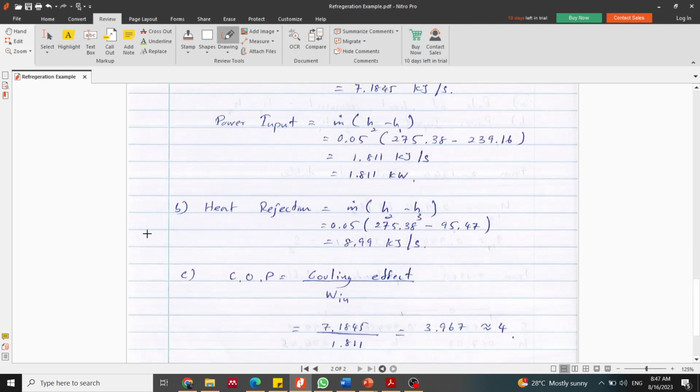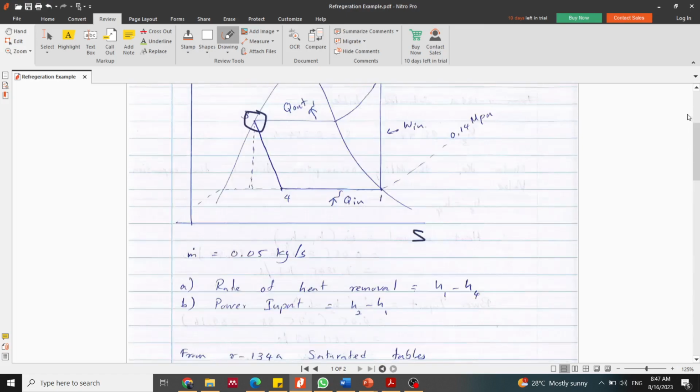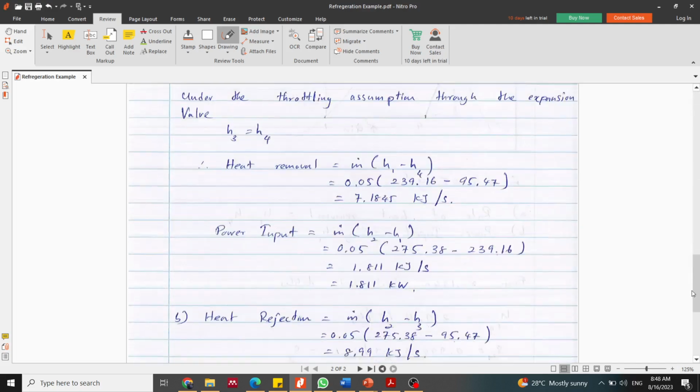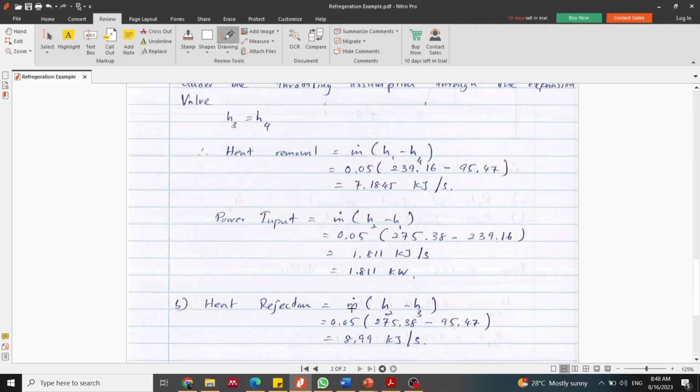Then part B is heat rejection to the environment. So what is the heat rejection? This is the heat absorption from the refrigerator space, 4 to 1 is heat absorption. The heat rejection to the environment is Q out, 2 to 3, right? 2 to 3 is happening in the condenser, heat rejection to the environment. Therefore H2 minus H3 times m dot is the heat rejection. So that is what is shown here, heat rejection m dot times H2 minus H1, and it becomes 8.99. Okay.